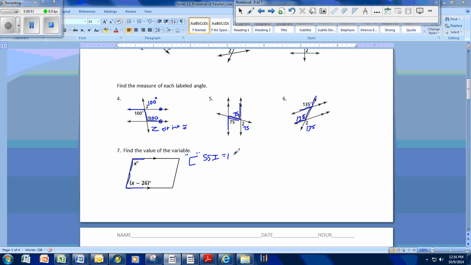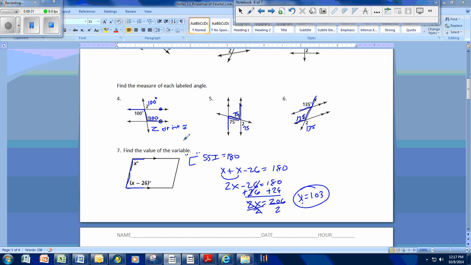And I know they are supplementary. So to set up my equation, I'm going to take the one angle X, add it to the other angle, X minus 26, and that's going to be equal to 180. Now I'm going to solve for X. So I'm going to combine like terms. I'm going to add 26 to both sides. So 2x equals 206. And then we divide by 2. So x equals 103.